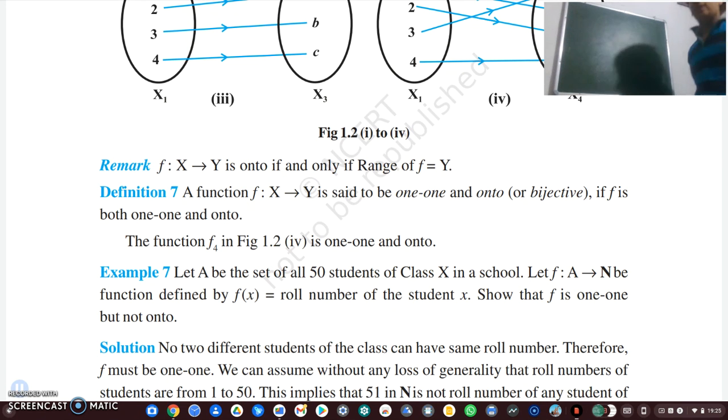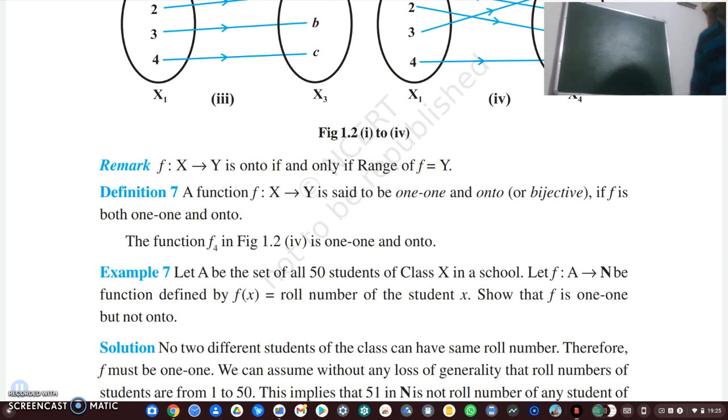Okay, so onto was when there are no elements left, and if there are some elements left like 64, 125, then it is called into. Okay, if it is not onto, then it's into.